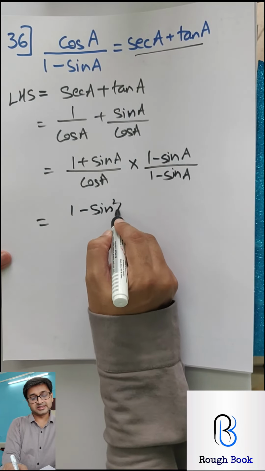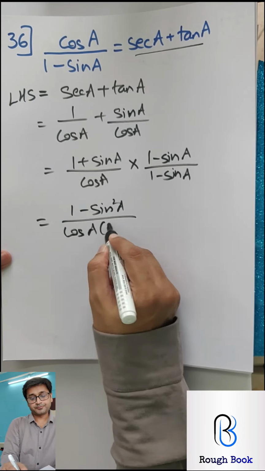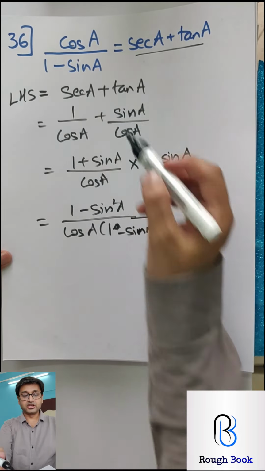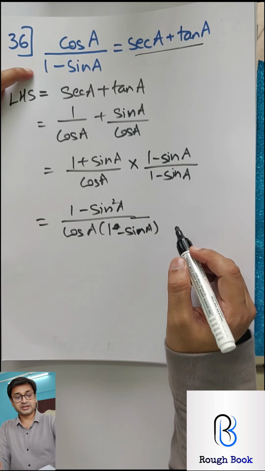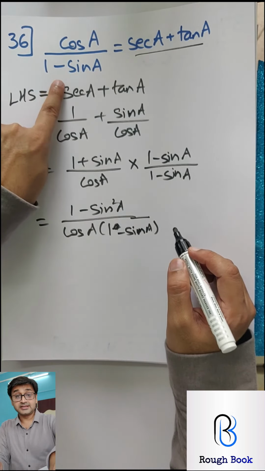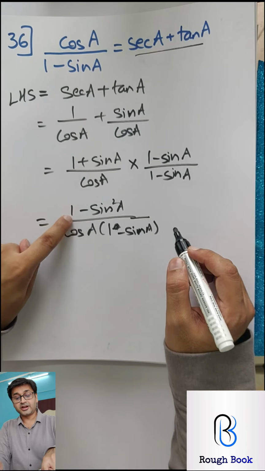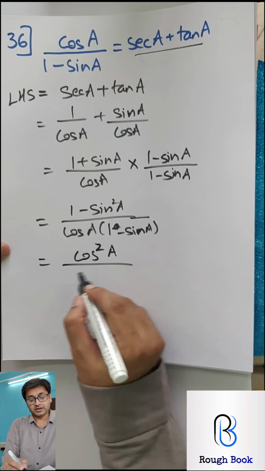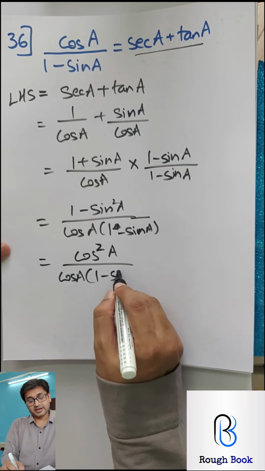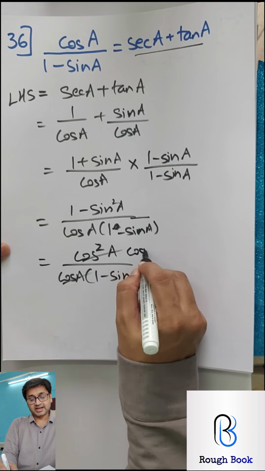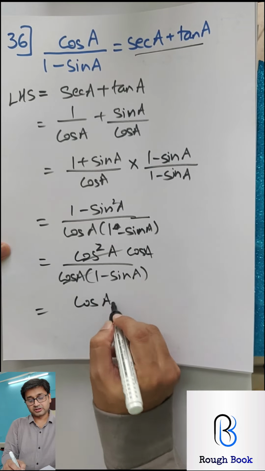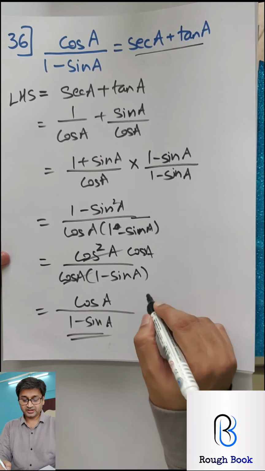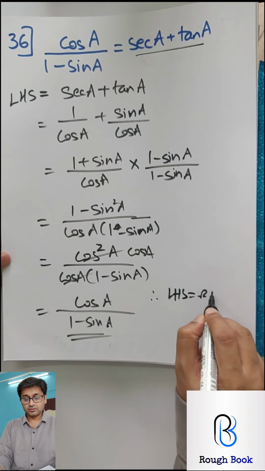So I'll get 1 minus sine square A upon cos A, 1 minus sine A. Now if your eye is on the LHS, you will find that cos A is not needed, but 1 minus sine A is needed. This is not needed. So can I do something about this square ratio? Yes, I can write this as cos square A upon cos A into 1 minus sin A. Cos A gets cancelled. So what is left now is cos A upon 1 minus sin A. There you go. Did it match? It did. So therefore LHS is equal to RHS.